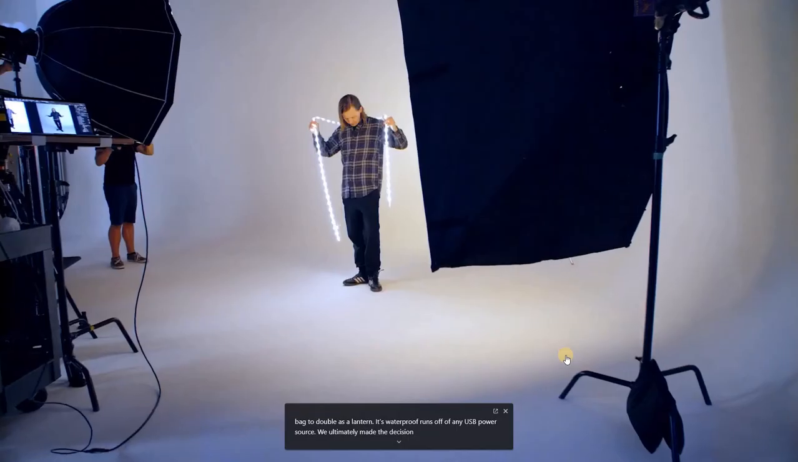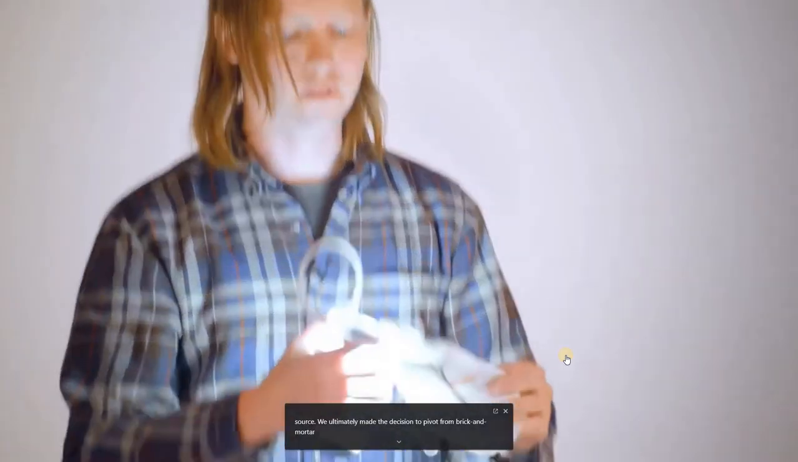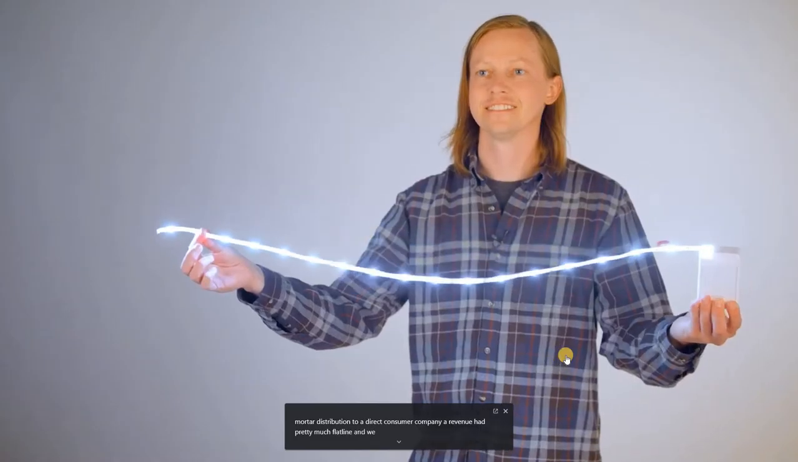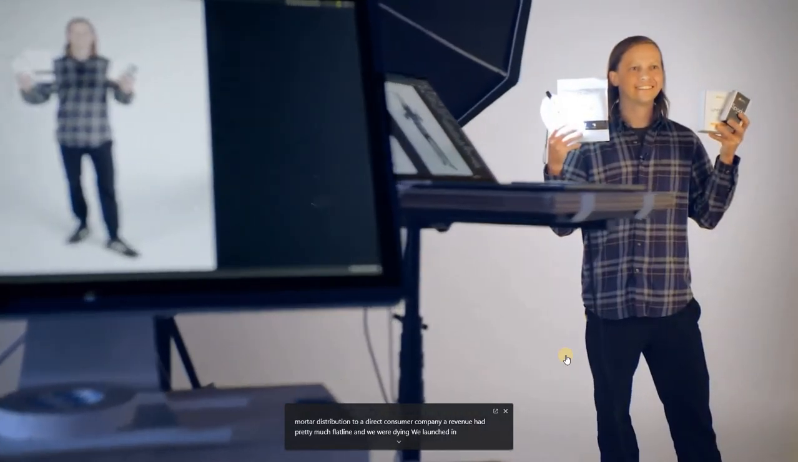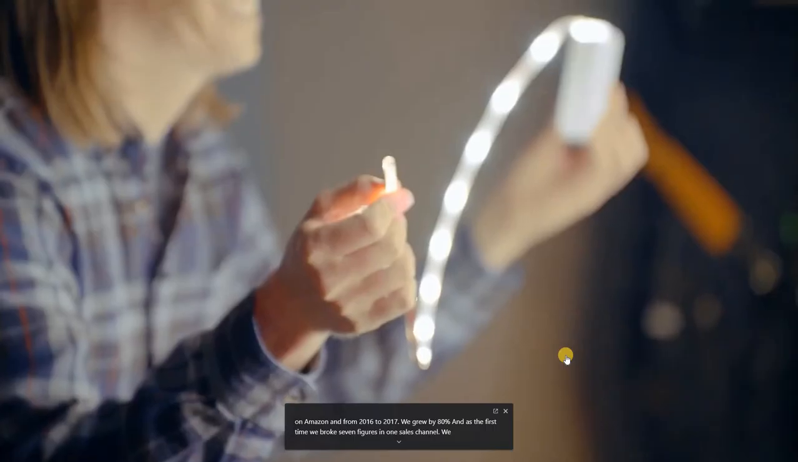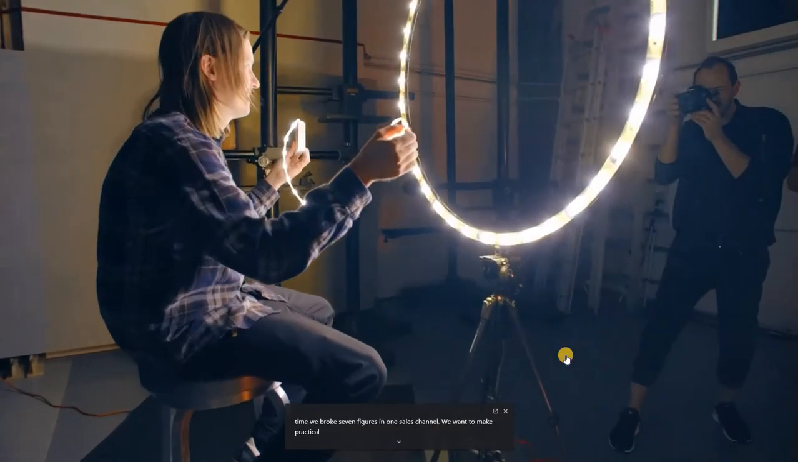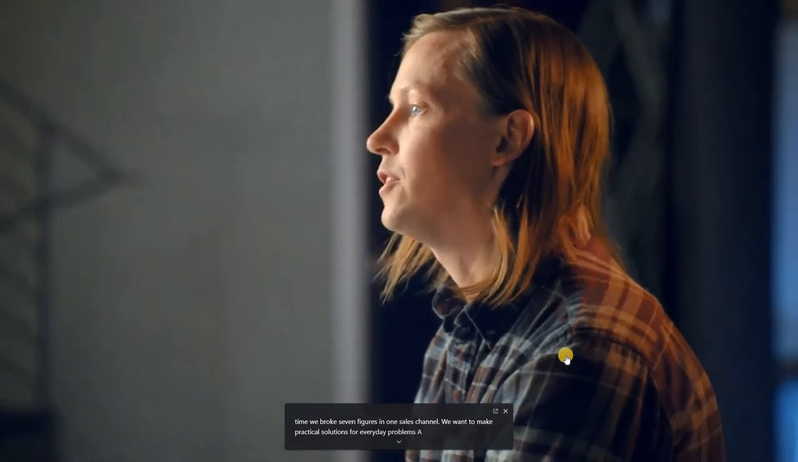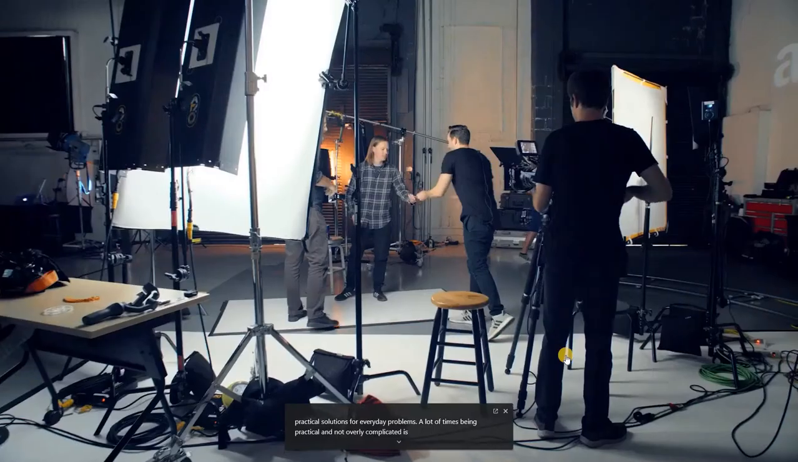We ultimately made the decision to pivot from brick and mortar distribution to a direct-to-consumer company. Our revenue had pretty much flatlined and we were dying. We launched in January 2016 on Amazon, and from 2016 to 2017, we grew by 80%. And it was the first time we broke seven figures in one sales channel. We want to make practical solutions for everyday problems. A lot of times being practical and not overly complicated is what is most important.